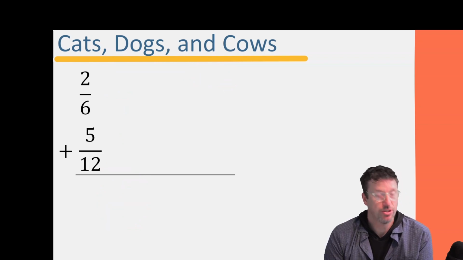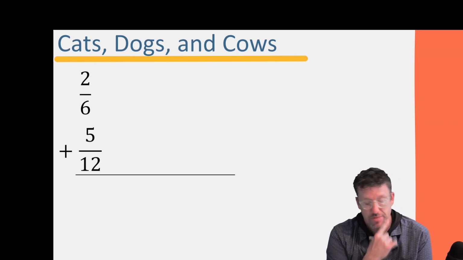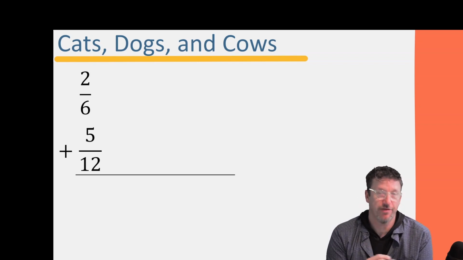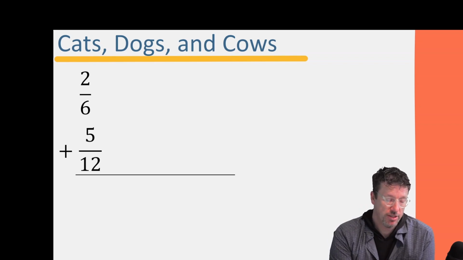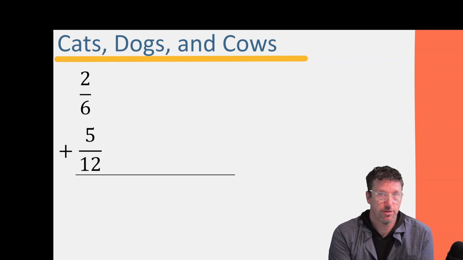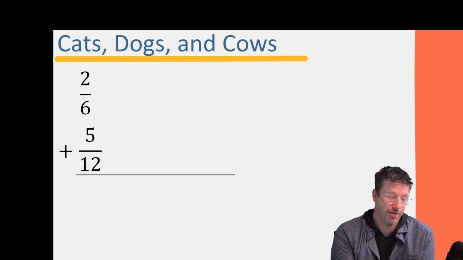Okay, now we have 2/6 plus 5/12. Do you see a relationship? 2 cats plus 5 dogs. They don't match, so we've got to do something else. Will 12 go into 6? No. Will 6 go into 12? Yes. We found a factor that will work.